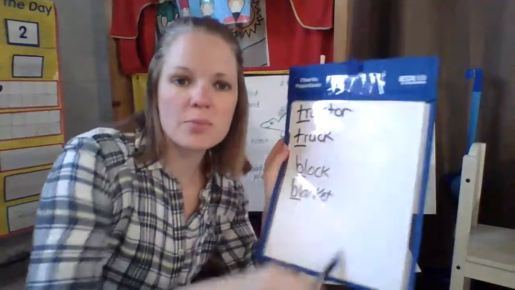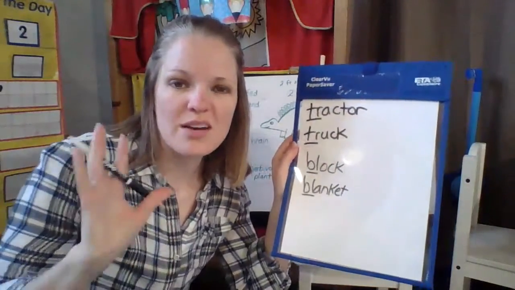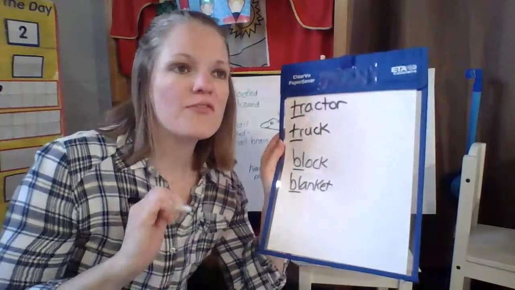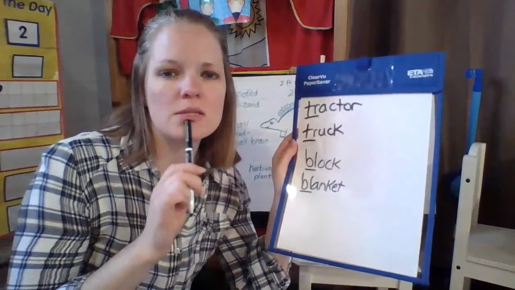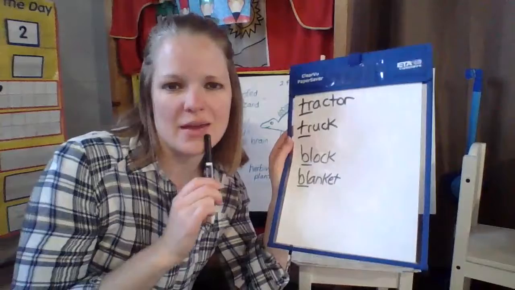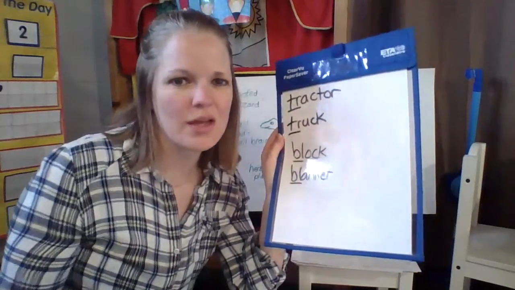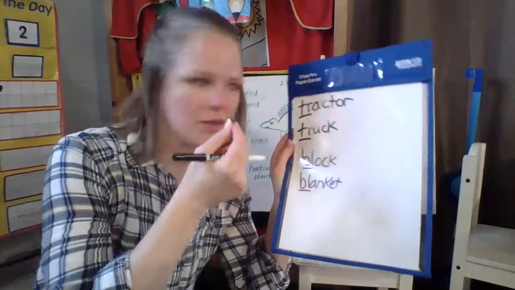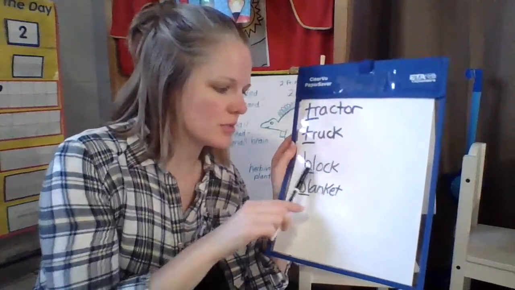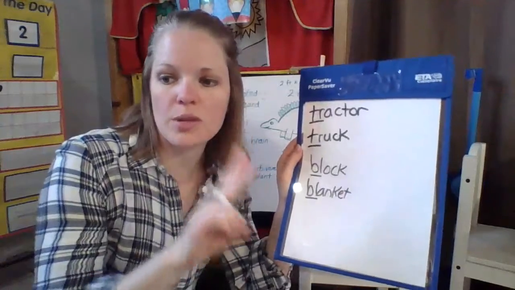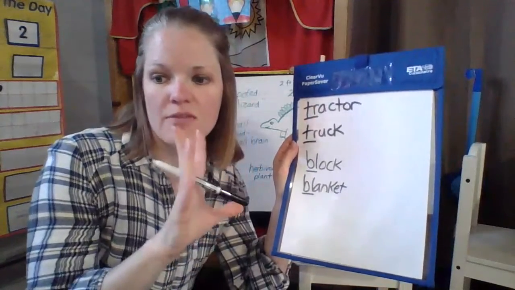Then I want you to go on a blend hunt around your house and write down 5 things that you found that have a blend. If you have a toy pig, does pig have a blend? Nope. You have to have 2 letters that work together. So truck, tractor, block, blanket. So you're watching your YouTube video and going on a blend hunt. You need at least 5 things.